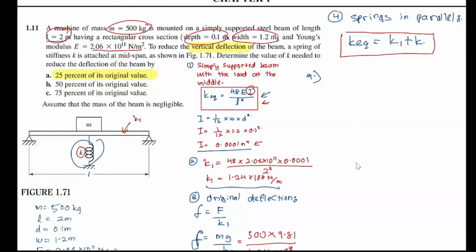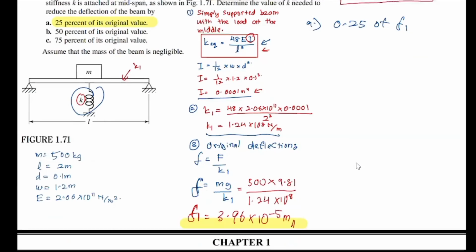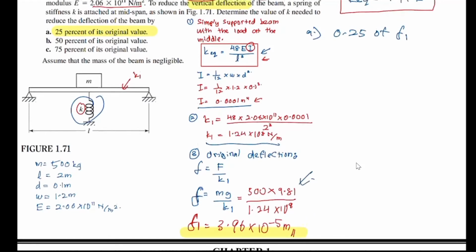So for the first question, A, 25% of the original deflection. 25% is actually 0.25, right? So 0.25 of the original deflection, which is delta 1, the one that we found just now. So just use this back, all right? So 0.25 of the original deflection.